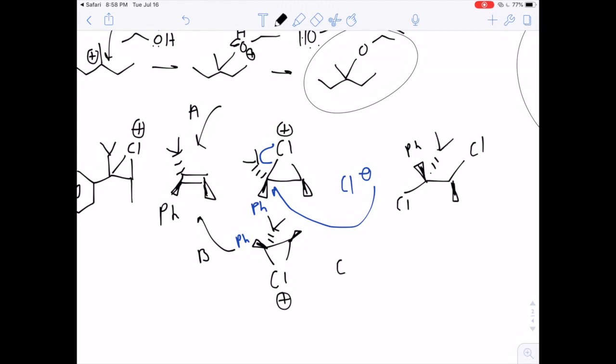And if I were to do the same thing over here, we're going to attack here and open that. So the result is going to be something that looks like this.